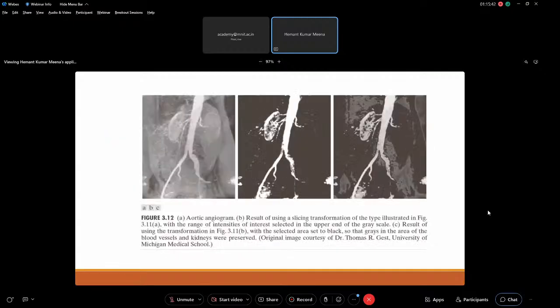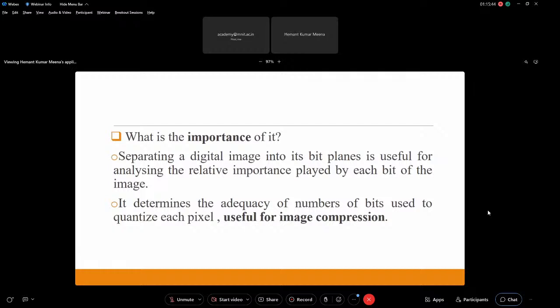So what does this do? Here we separate a digital image into its bit planes, which is useful for analyzing the relative importance played by each bit of the image. Here we have made the different planes. We have classified into the different bit planes, which are composed of specific ranges. It determines the adequacy of the number of bits used to quantize each pixel, useful for image compression.